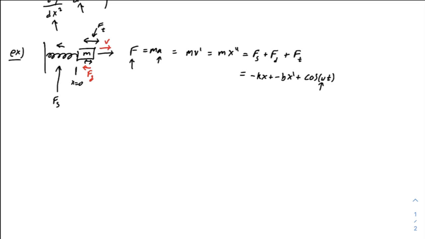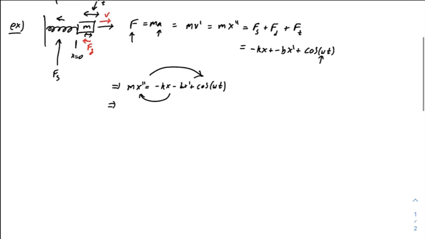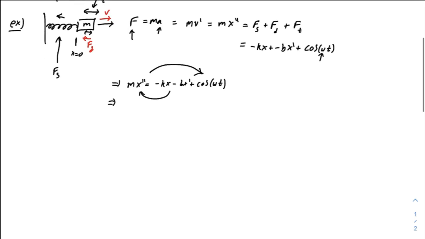Okay, so this equation then goes to mx double prime equals minus kx minus bx prime plus cosine omega t. Okay? So after this, we want to get all the x's to this side and all the t terms to this side. So this is easy enough. We can just add the x terms to the other side. So we get mx double prime plus bx prime plus kx is equal to cos omega t.